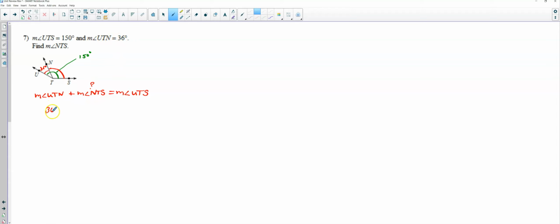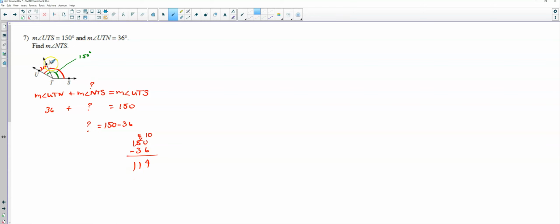So I'm going to substitute that. 36 plus the question mark, right? That's NTS. That's what I'm looking for. Equals UTS, which is 150. So this is like if you had X over here. So I'm just going to subtract 36. So the question mark is 150 minus 36. Well, 150 minus 36. All I have to do is 10 minus 6. Remember that I'm left with 4 over here. This one becomes 10. 10 minus 6 is 4. 4 minus 3 is 1. And then I have 114.